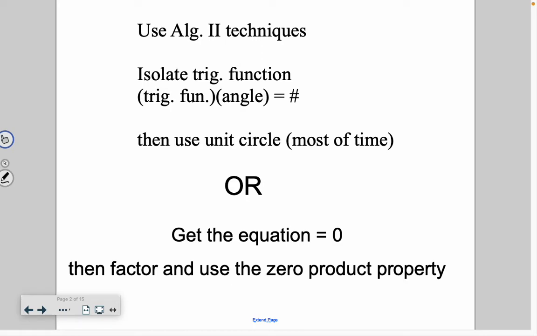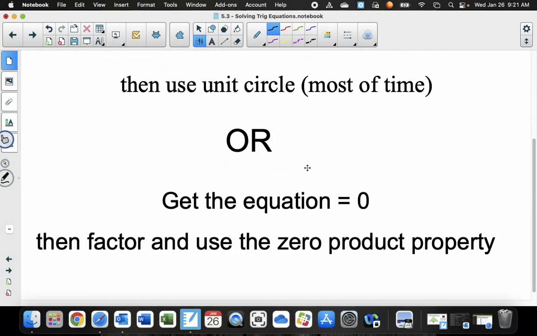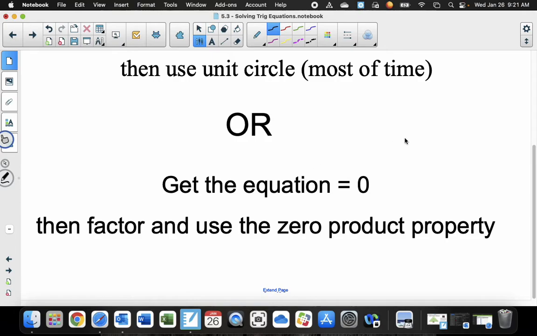So that's option one. Option number two is if you've got more than one trig function in your problem, then you're basically going back to it's a factoring problem. Just like if it was a quadratic, get it equal to 0, factor, use the zero product property, and solve from there. And I will show you both of those. We'll have examples for both.